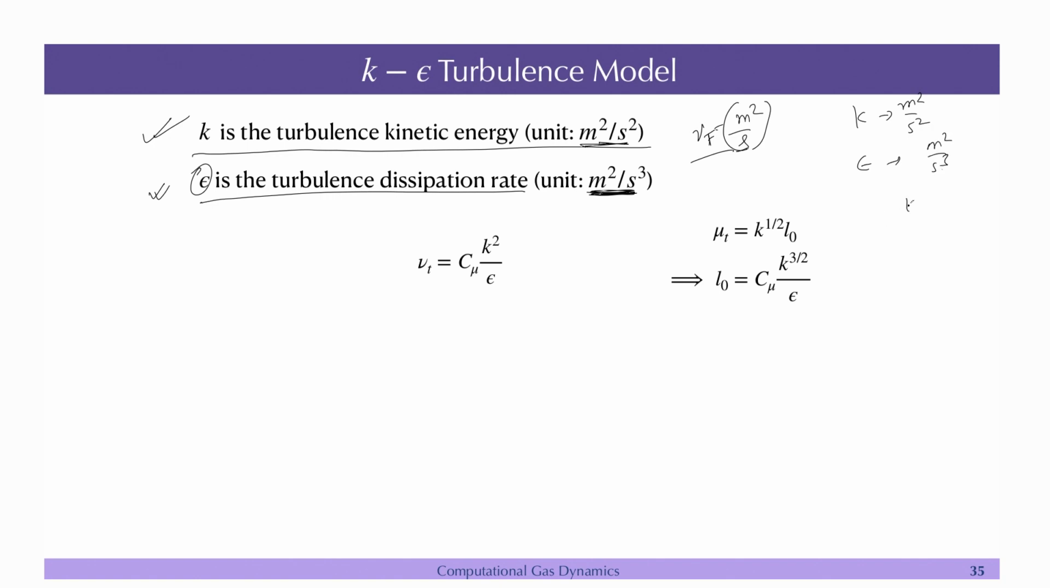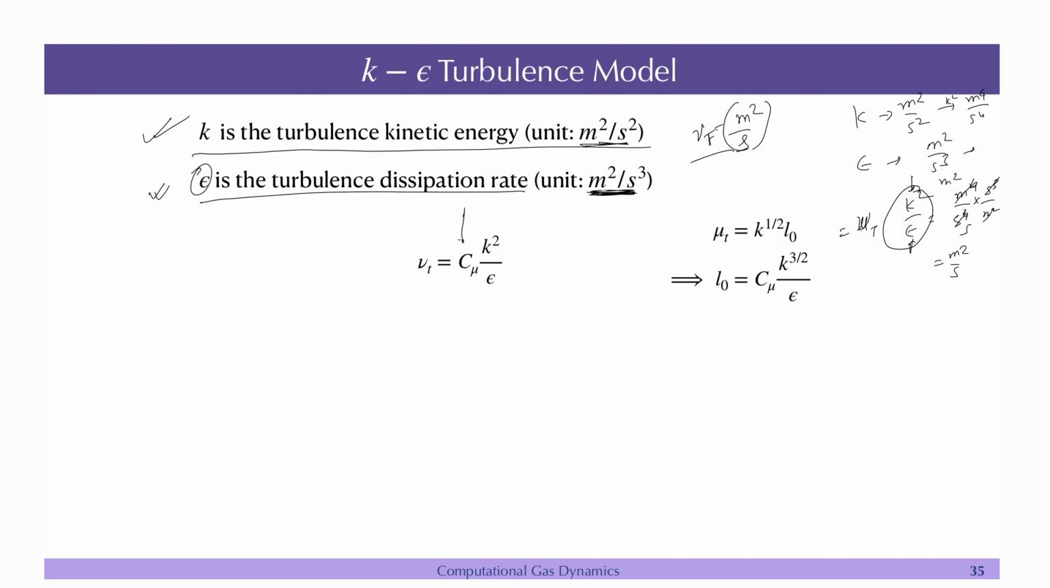So, what we will do? We will do k square, that will make it meter to the power 4, second to the power 4, and divide by epsilon. So, this is k square by epsilon. If you do, this is m^4 s^-4, and this is s^-3 by m^2, that is correct. So, this will become m square per s, this is meter square per second, right. So, if you know this k and if you know the epsilon, we can construct my quantity, which is basically nu t, k square by epsilon.